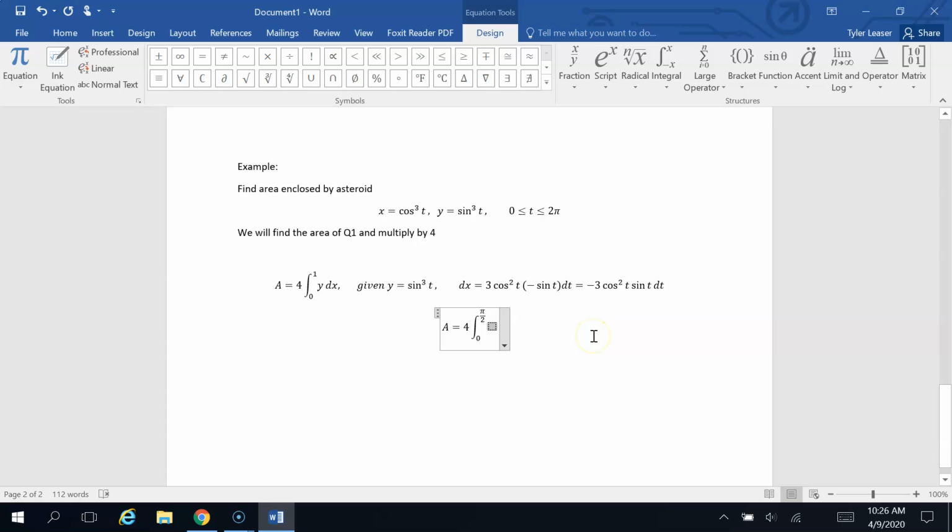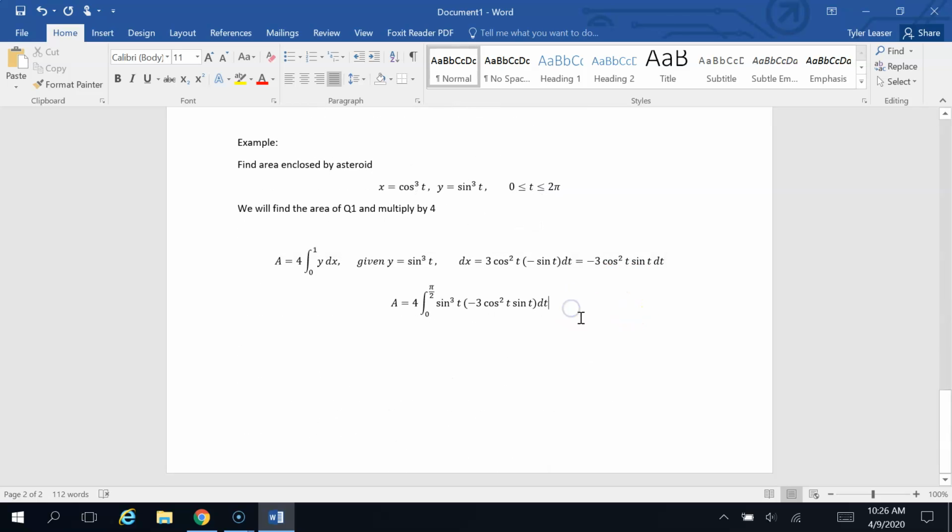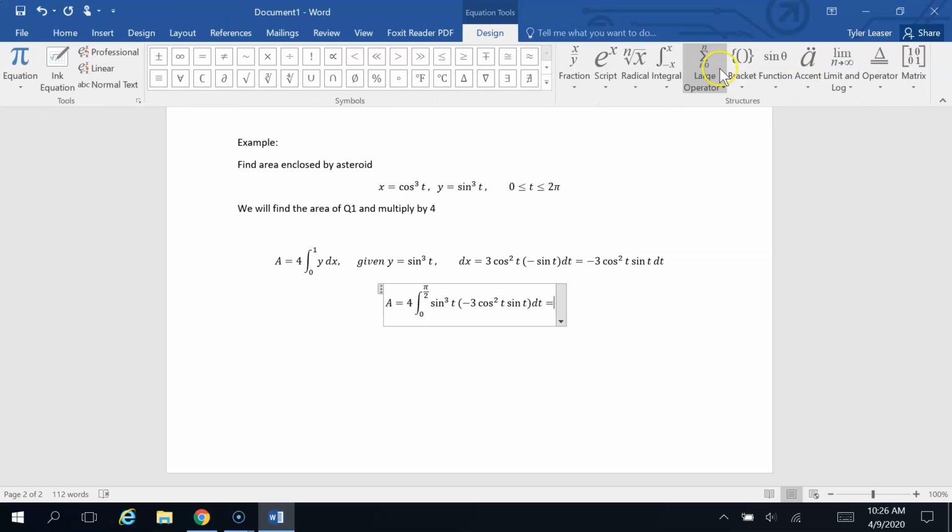And then plugging in all the other stuff, we have y, which is sine cubed t, times dx, where dx is that negative 3 cosine squared t sine t, dt. All right, and then just to multiply the signs together, this is still going to be the integral. Still have the 4 out in front, from 0 to pi over 2.